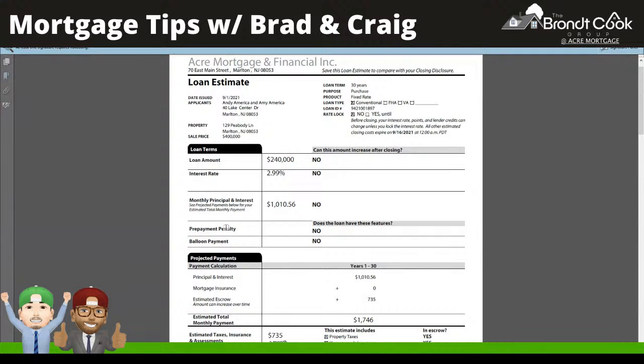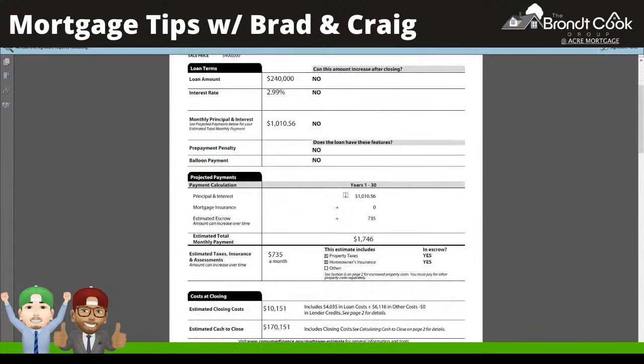So I think you pretty much explained everything that we need to explain, because for the most part, we are getting into some non-QM stuff, and some of those might come with prepayment penalties, but I'm not sure about the balloon. But for the most part, most people watching this are doing traditional types of financing that are not going to have a prepayment or a balloon payment. So they really don't apply for the most part. Yeah. So let's move on.